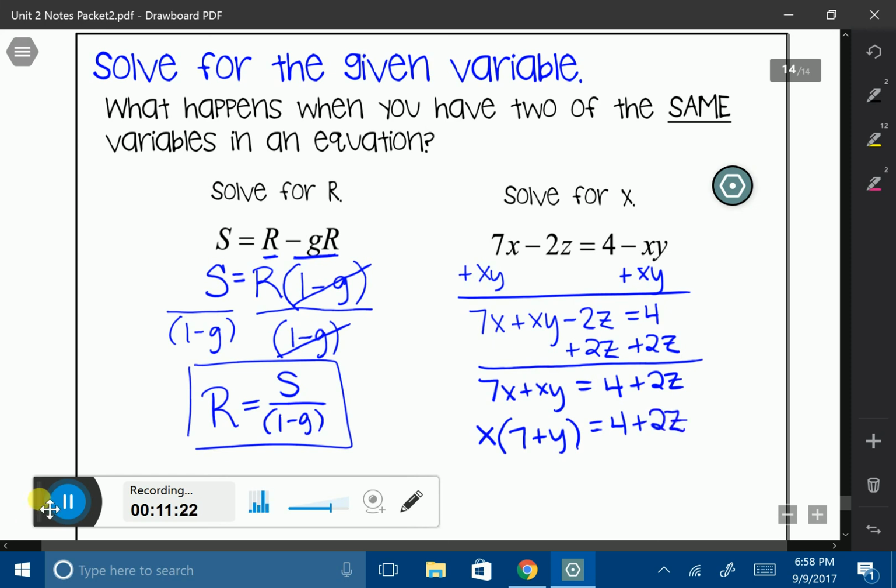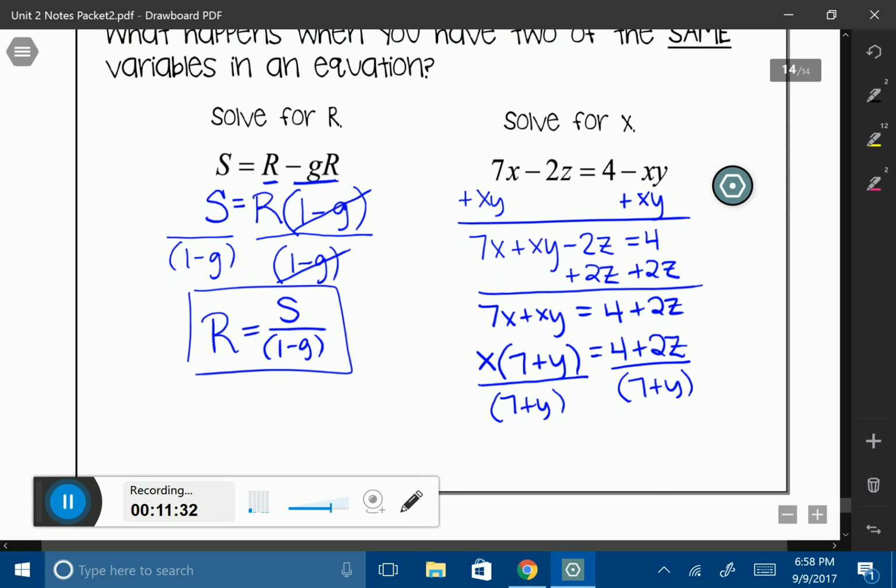So you see what we're going to do here? We're going to divide by 7 plus y, because that's going to eliminate that 7 plus y from the left-hand side. That leaves me with the variable that I want. I wanted x by itself, so x equals 4 plus 2z divided by 7 plus y. And I'm done.